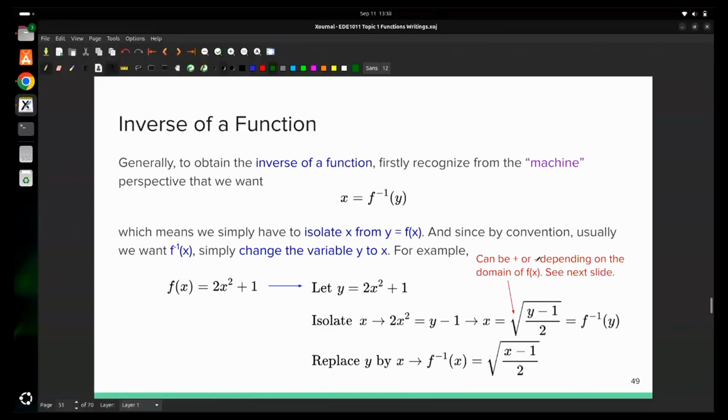But this one is dependent on the domain of f. This one I will explain in the next slide. But let's omit the negative sign, so I only have the plus sign. So nothing much. This is already my f inverse of y, so x equals f inverse of y. And this is effectively the correct answer already. But in most cases, they want f inverse of x. They don't want f inverse of y. Just a preference, that's all. But the function is actually the same.